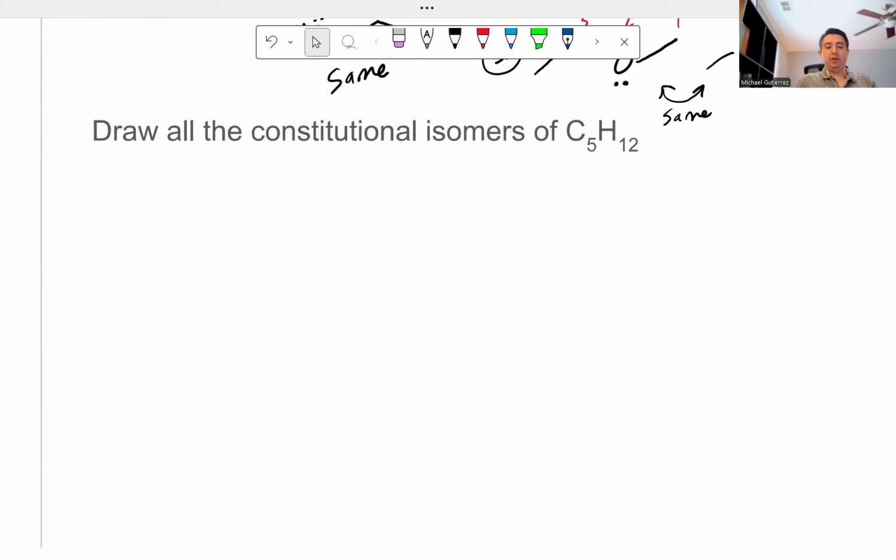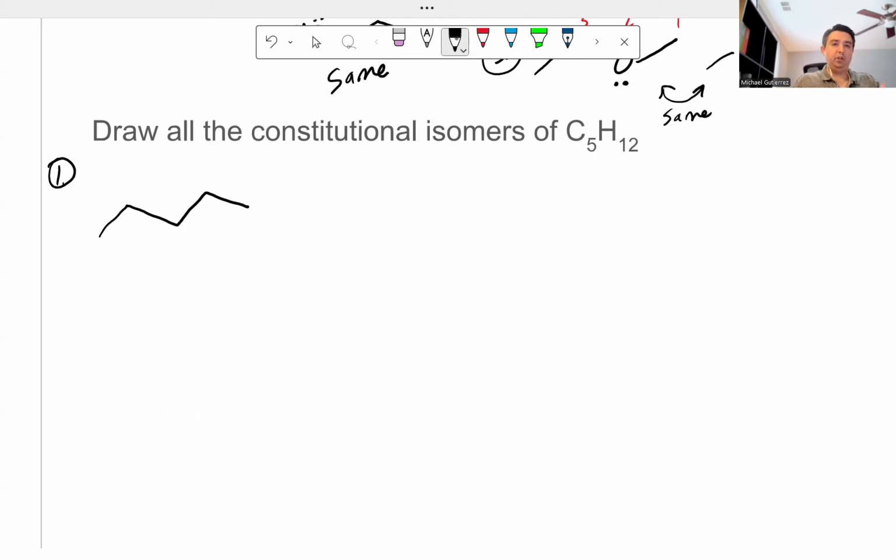So draw all the constitutional isomers of C5H12. Now, what I'm not going to do is go through this thing I've done before where I put all my carbons here. I'm not going to do that. Because now hopefully you're kind of catching on to a trend. In organic chemistry, carbons are going to be attached to each other. So the easiest starting point when you're given a molecular formula and you're supposed to draw these isomers is the easiest one to do. Just draw all 5 in a row. Just do like 1, 2, 3, 4, 5. Just put them all in a row like that. And there's your first isomer.